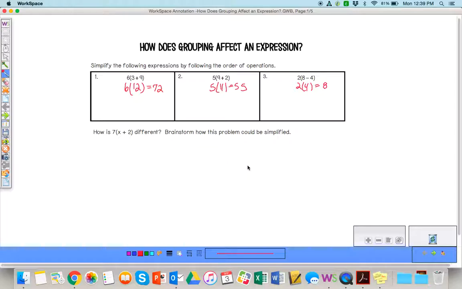It says, how is 7 parentheses x plus 2 different? Brainstorm how this problem could be simplified. The difference is that there is a variable inside the parentheses. So we really can't do the parentheses first and then multiply by the number on the outside. We have to do what we call distribution.